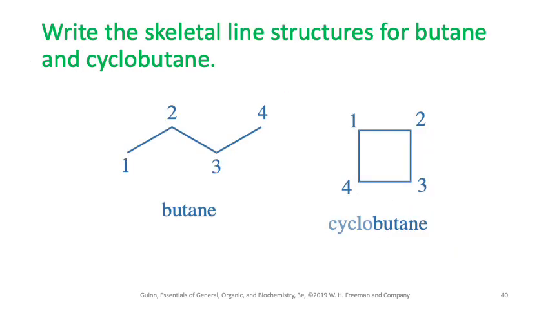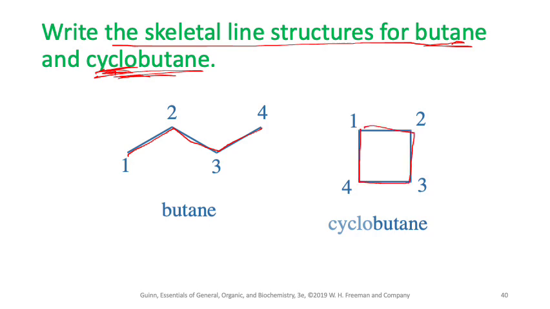Let's try to do this problem over here. The problem says write the skeleton line structure for butane and cyclobutane. The only difference between the two compounds is cyclo. So butane means 4 carbon, 1, 2, 3, 4. Again cyclobutane is 4 carbon, but all of them are in a closed ring structure. This is cyclobutane, this is butane. So make sure you know how to draw the structure of a non-cyclo compound as well as a cyclo compound.